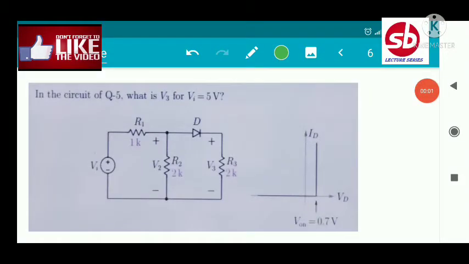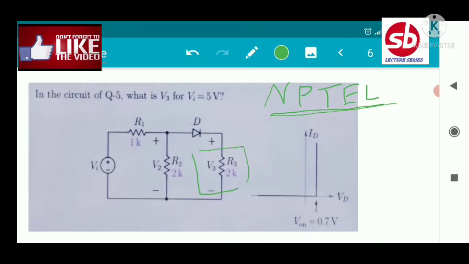Okay, so here in this question you can see the circuit. This is the NPTEL basic electronics question. In the NPTEL course, in the diode section, this question has been asked, so I am discussing this question. The question has been asked: what is this voltage V3 for Vi equal to 5 volt?